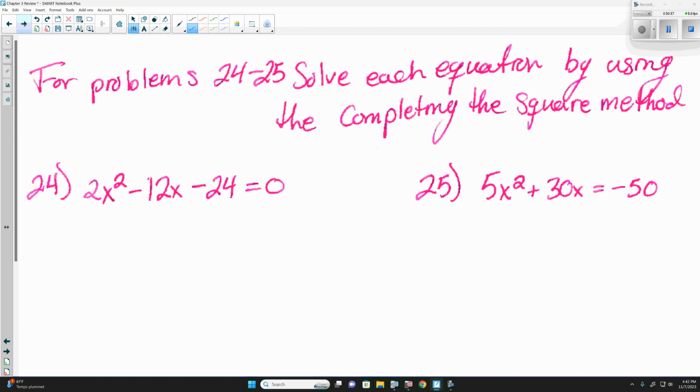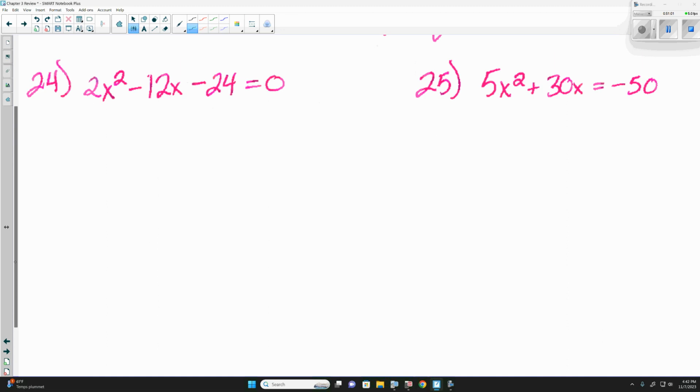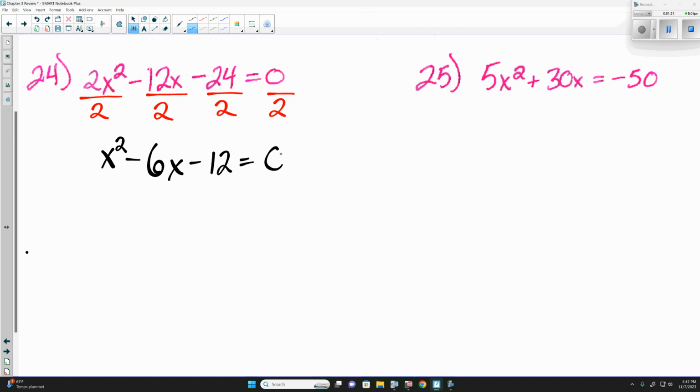So if we look back at 24 and 25, 24, first step, is a equal to 1? Well, no, a is equal to 2. So if not, make it so. So we're going to divide everything by a. In this case, we're dividing everything by 2. 2x squared divided by 2 is x squared, minus 12x divided by 2 is 6x. Negative 24 divided by 2 is negative 12. And 0 divided by 2 is 0. So a is now 1. We can move on to step 2.